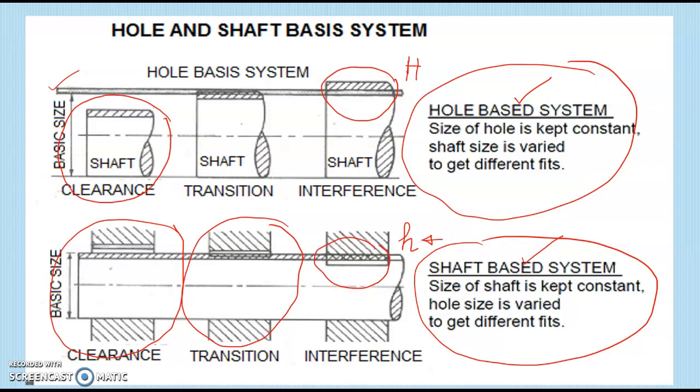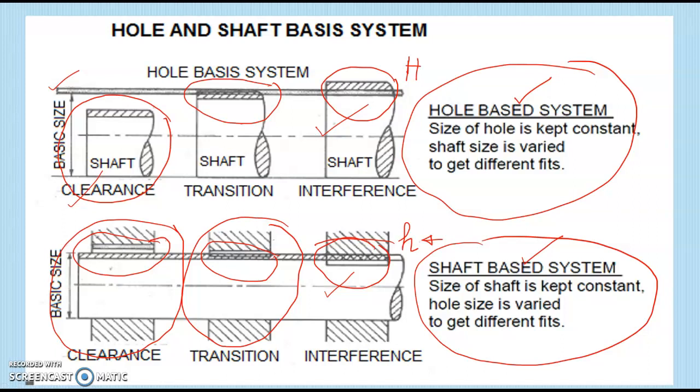In a hole basis system, we are fixing the hole size and the shaft sizes are varying to get different fits. If the shaft size is less than the selected hole, it is clearance. If the shaft size is more than the hole size, then it is interference. And if the tolerance zones are overlapping like this, then it is transition. Similarly, in the shaft basis system, the size of the shaft is kept constant and we vary the size of the holes. Here the hole is larger, so it leads to clearance. Here it is smaller, so it leads to interference, and in transition the tolerance zones are overlapping, as in this picture.